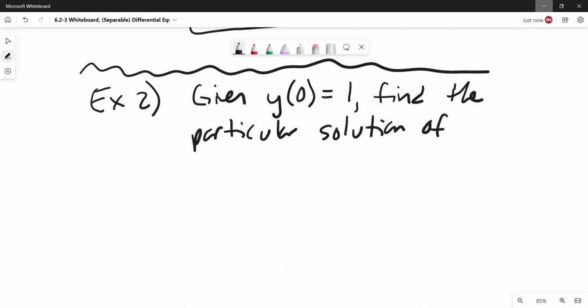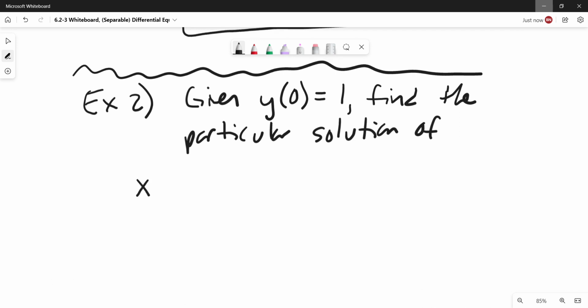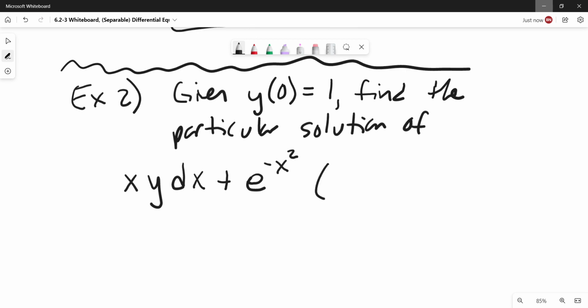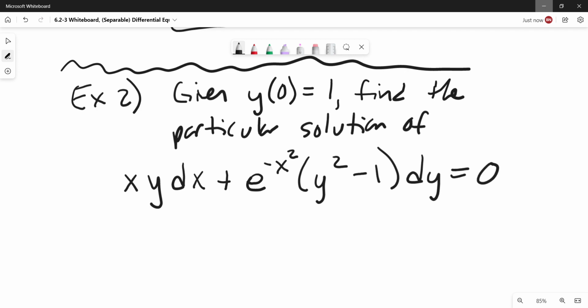Okay. They have this written weird. They usually have the dy dx together, but whatever, it is what it is. They have it separated already. It's kind of strange: xy dx plus e to the negative x squared times y squared minus 1 dy equals 0. Whew.